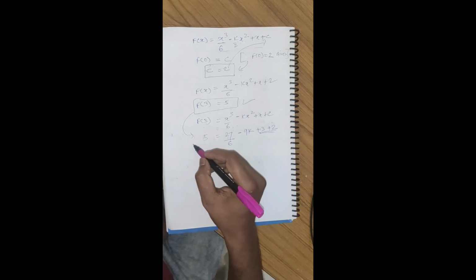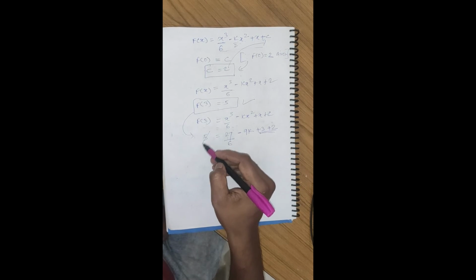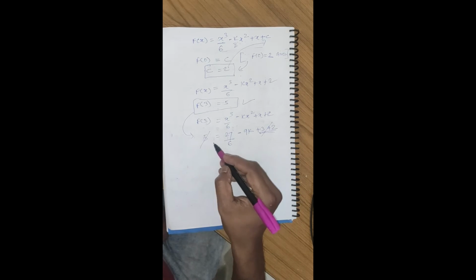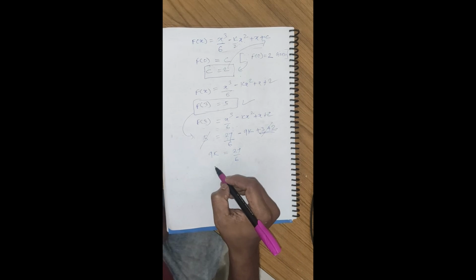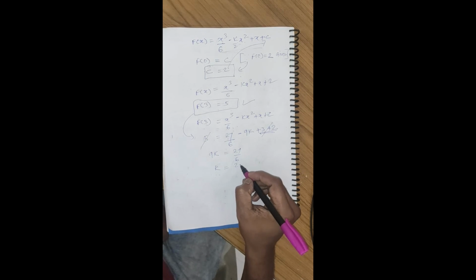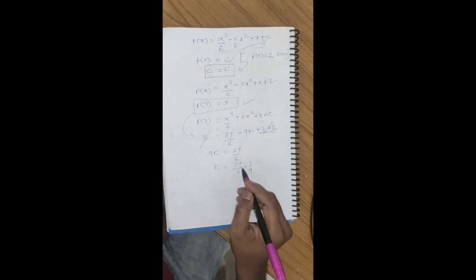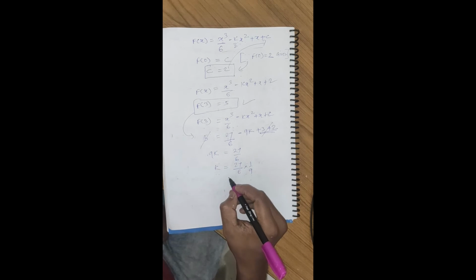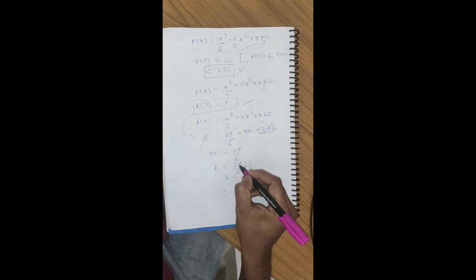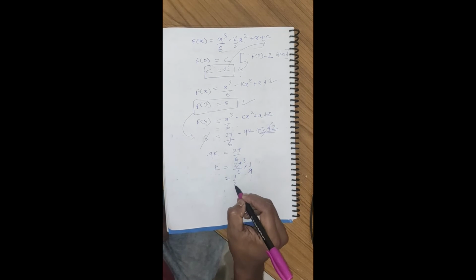This directly gets cancelled over here, so this and this are going to get cancelled. I'll take this 9k over here and it will become 27 by 6, and the k will become 27 by 6 into 1 by 9, by taking it in the denominator, and that will make this 9 3s are, so 1 by 2.